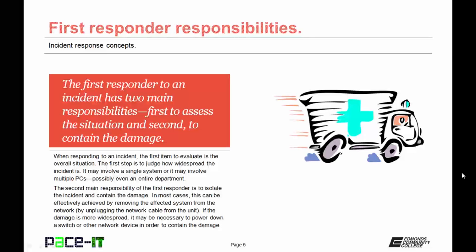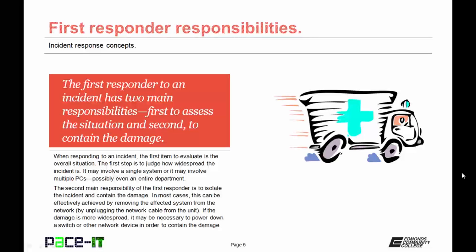When responding to an incident, the first item to evaluate is the overall situation. To do this, the first responder needs to judge how widespread the incident is. It may involve a single system, or it may involve multiple PCs. It could even possibly involve an entire department.